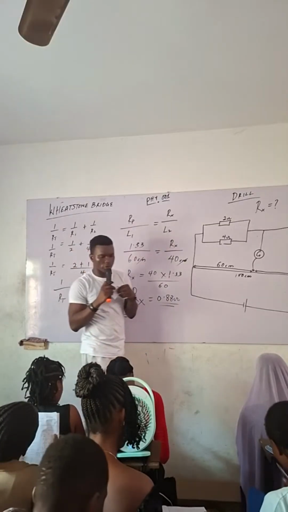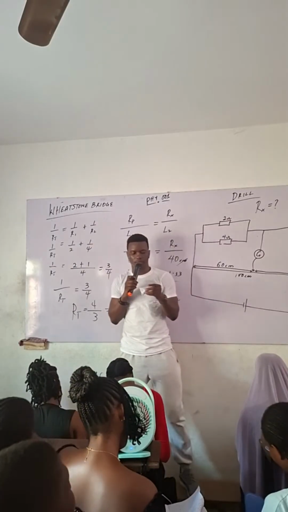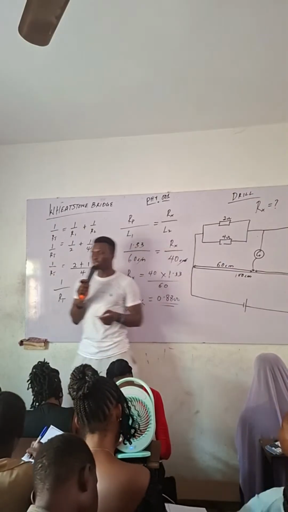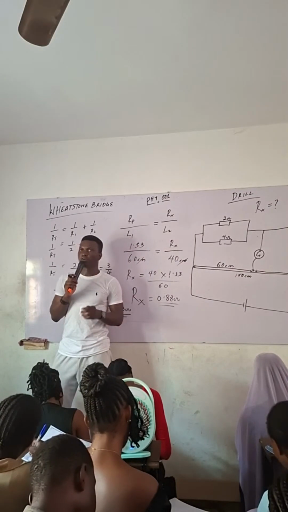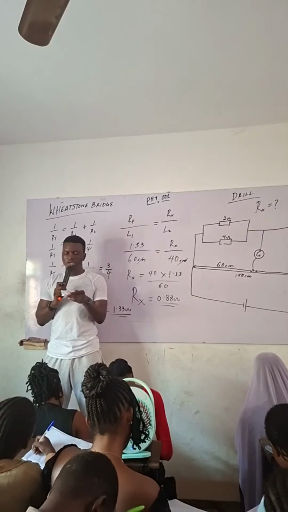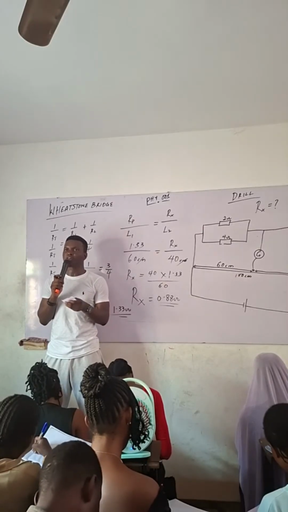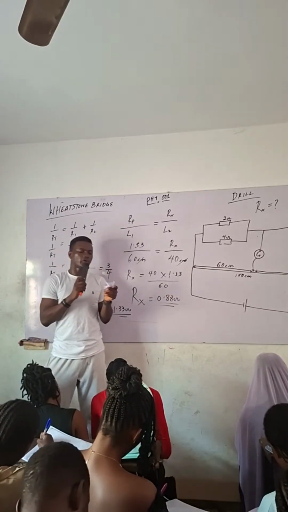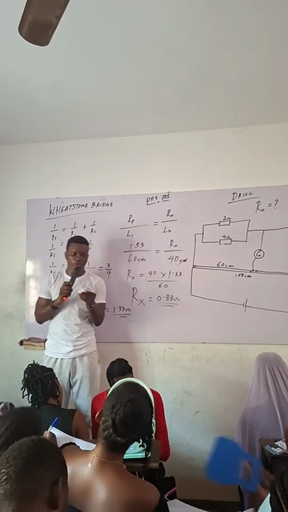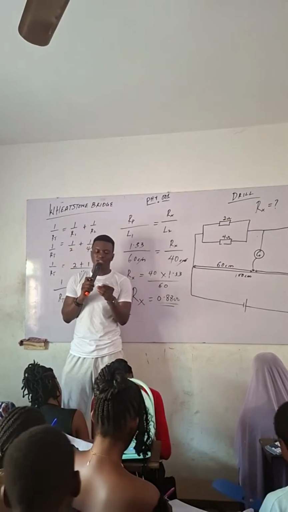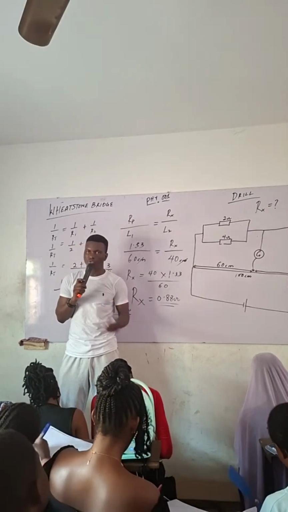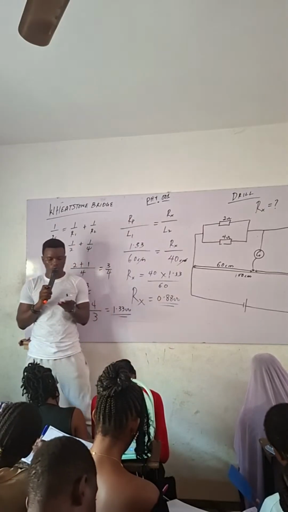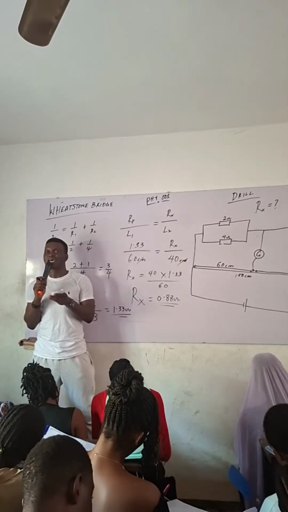Quickly, please. 4 cells, each of EMF 1.5 volts. Each of the cells is 1.5 volts. 4 cells, each of EMF 1.5 volts, and internal resistance of 4 ohms, are connected in parallel.